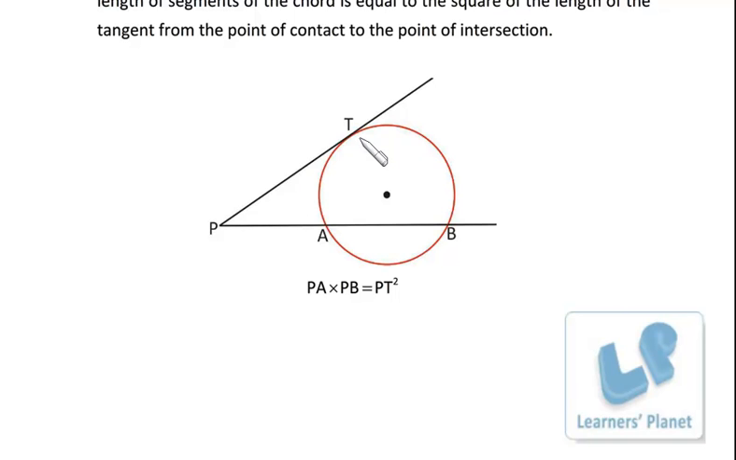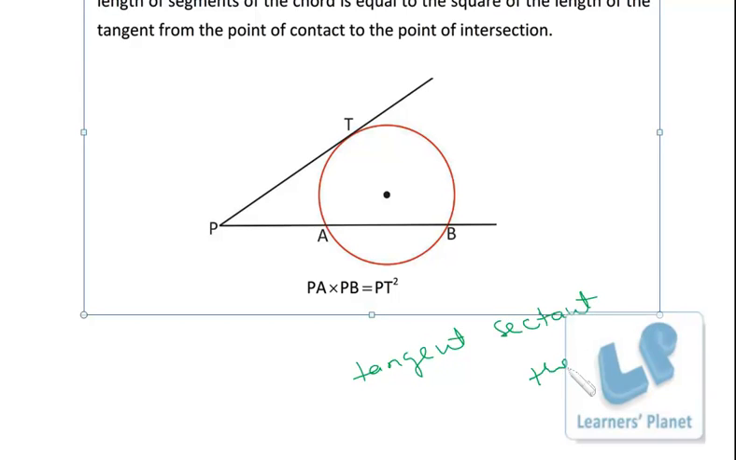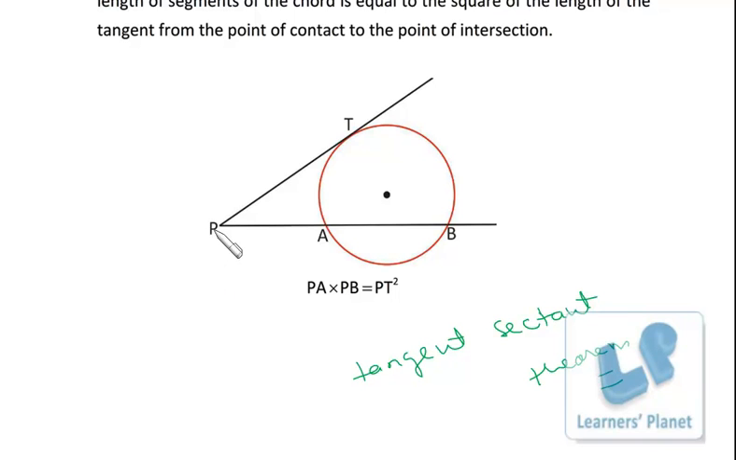So from the same point, if we draw a tangent and if we draw a secant, then the relationship will be PA into PB is equal to PT square. PA, that is this segment PA, PB, the total length, is equal to PT square. Okay, so that is known as the tangent secant theorem. So from point P we are drawing one tangent and one secant. So the product of the segments PA and PB will be equal to PT square.